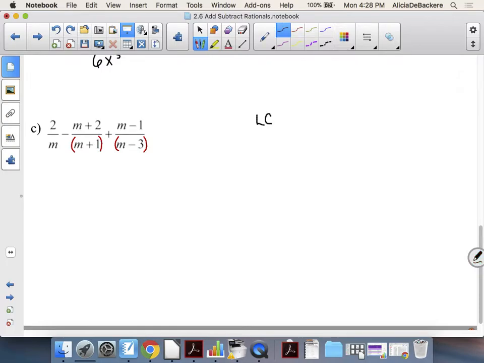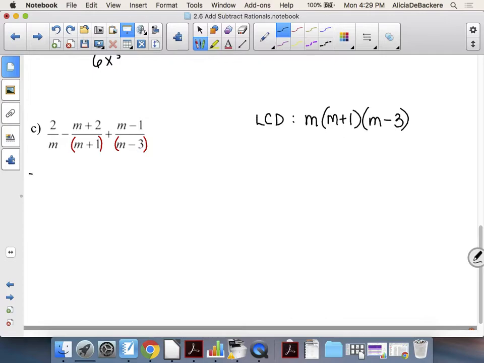So my lowest common denominator in this case, there are no repeated factors. The only factor in the first fraction is m. The only factor in the second denominator is m plus 1. And the only factor in the third one is m minus 3. Remember that the factors, I can't separate the addition. So the entire second factor is m plus 1. That tells me that the only way to get a lowest common denominator is to multiply those three things together. So remember, factors are multiplication statements.